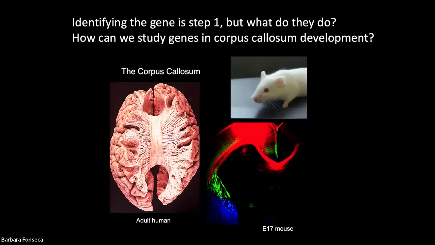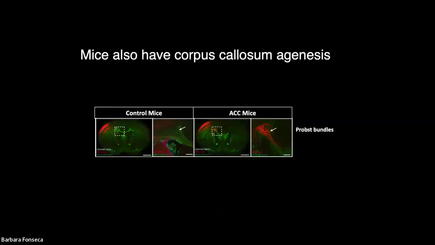All right. So as I said, identifying the gene is step one, but how can we study genes in corpus callosum development? Here's an adult human corpus callosum. This is a mouse, and this is what a mouse corpus callosum looks like when you cut the brain this way. Mice have a smooth brain. They don't have the bumps, the sulci and gyri. What is amazing now is that we can study every aspect of the corpus callosum in a mouse. We can trace the axons. We can manipulate the genes. We can label them in just one hemisphere. We can take the gene out in specific parts of the brain. So we've got a lot of tools at our disposal, and even though they're mice, they're very powerful in understanding what the gene does.